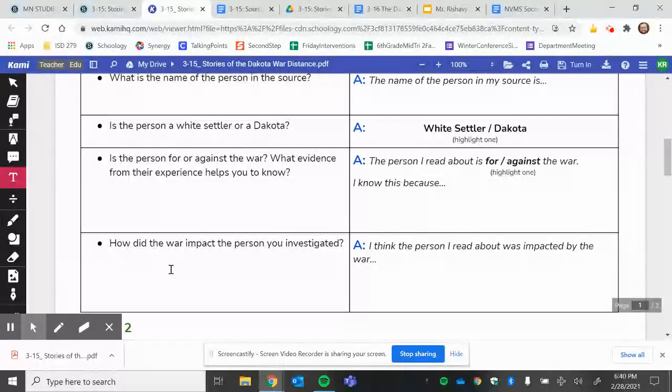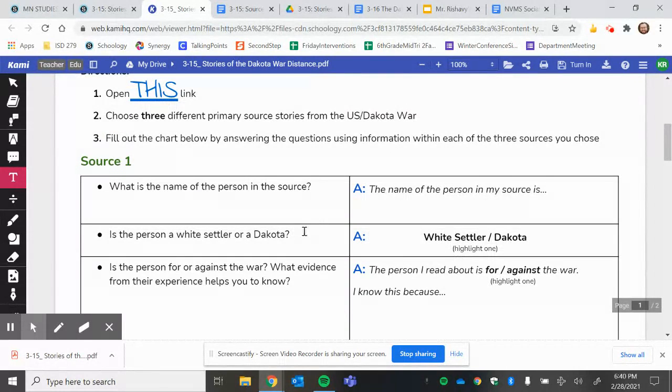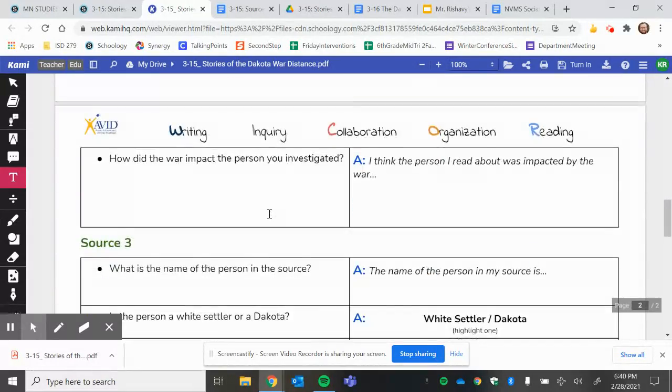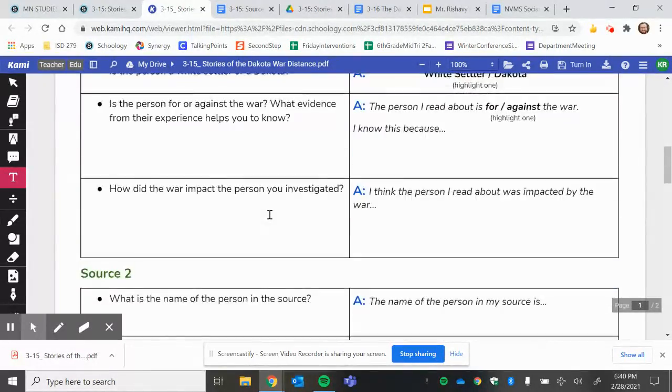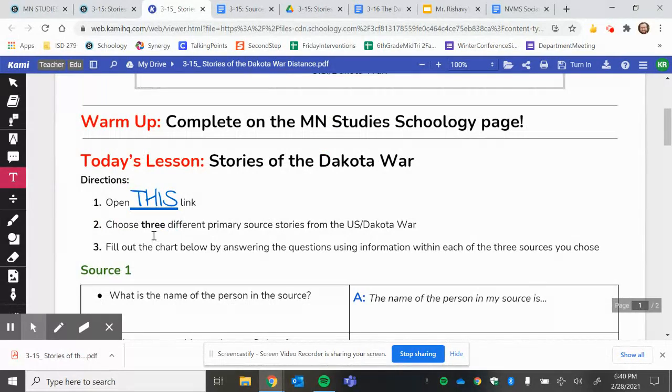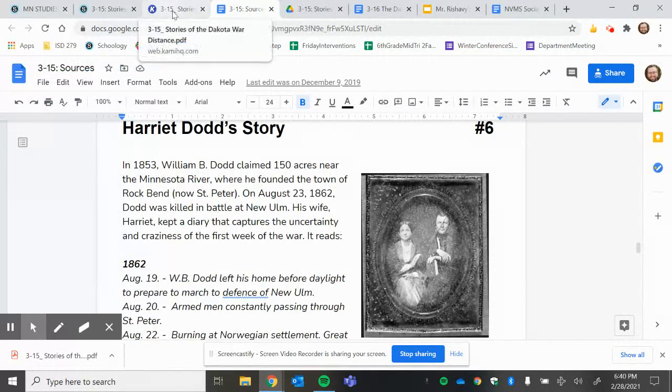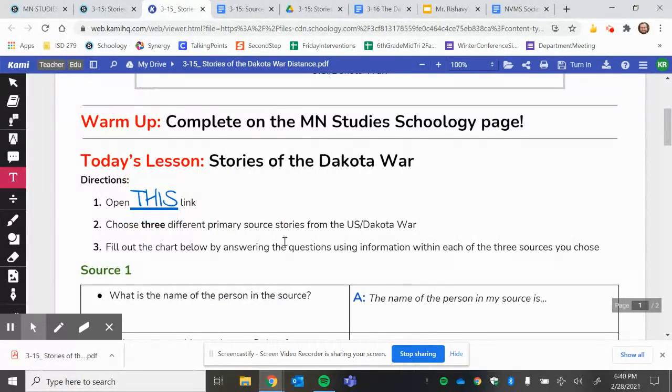The last question is, how did the war impact the person you investigated? And again, the sentence starter is just telling us how you think the U.S. Dakota War played a role in this person's life, or what it might have done to change their lives even. And again, you're going to repeat this process, what we just went through for source 1, for the second source that you choose, and the third source that you choose. Again, follow the directions about choosing 3 different primary sources from this document, using the link right here.